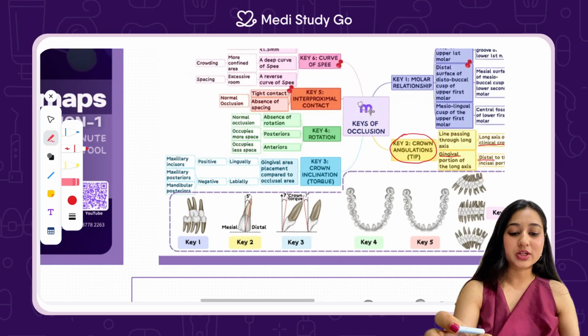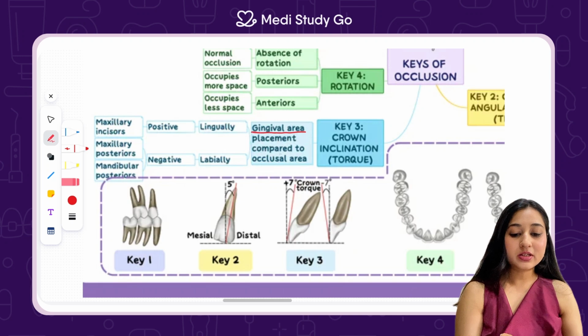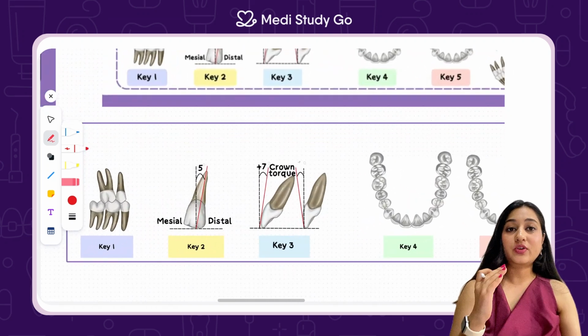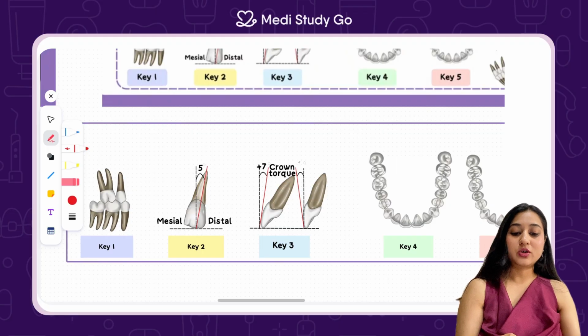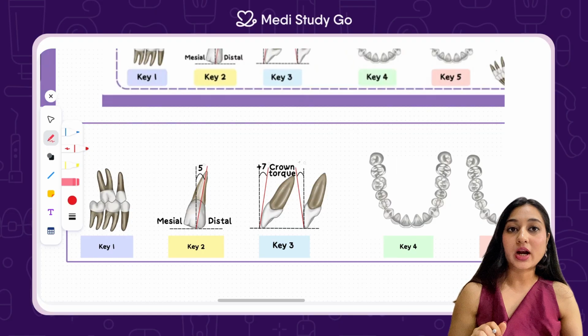Coming to the next, which is the crown inclination, also called the crown torque. Gingival area placement compared to the occlusal area. So this is seen in the frontal plane, and if you observe the crown from a lateral view, you will be able to appreciate the movements in the frontal plane.